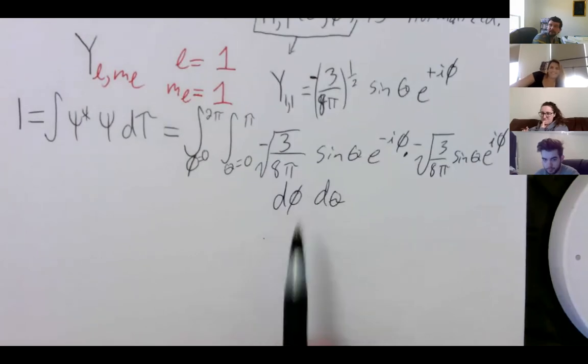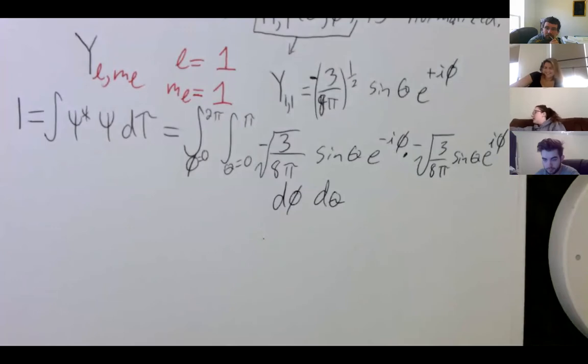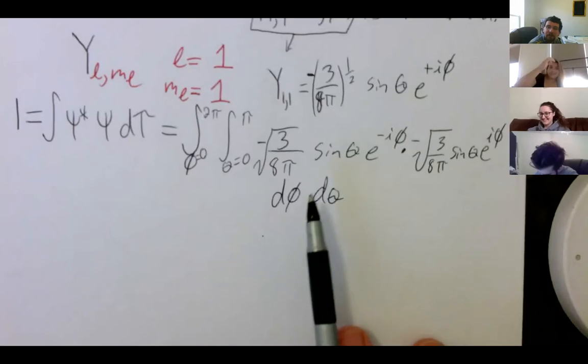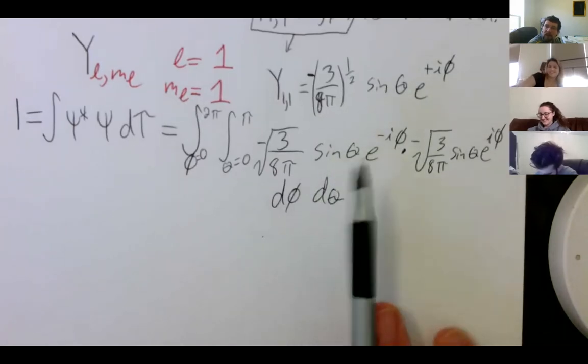Does it matter? I remember it mattering in Calc 3. In this case, we wrote the integral backwards, the opposite way, where we had theta first and then phi. So why are we doing it this way? Just to prove that we can, Maddie wanted to do it that way. We're going to see in a minute why we can do it that way.